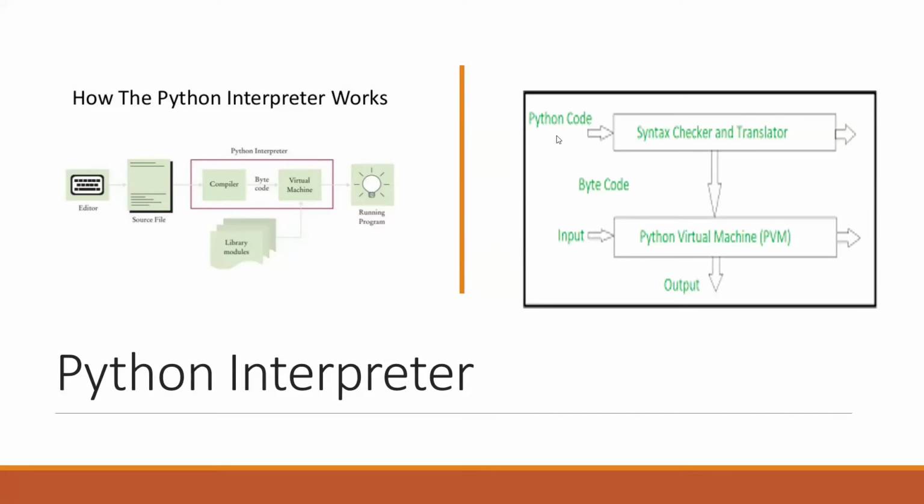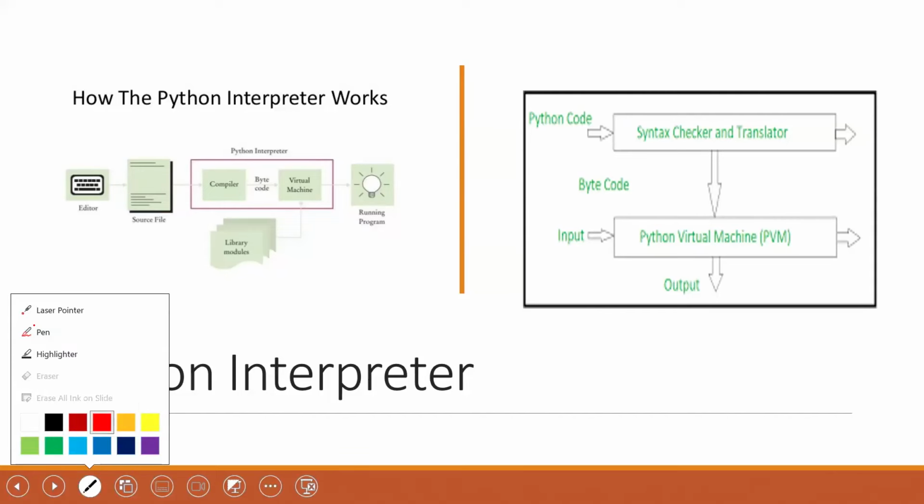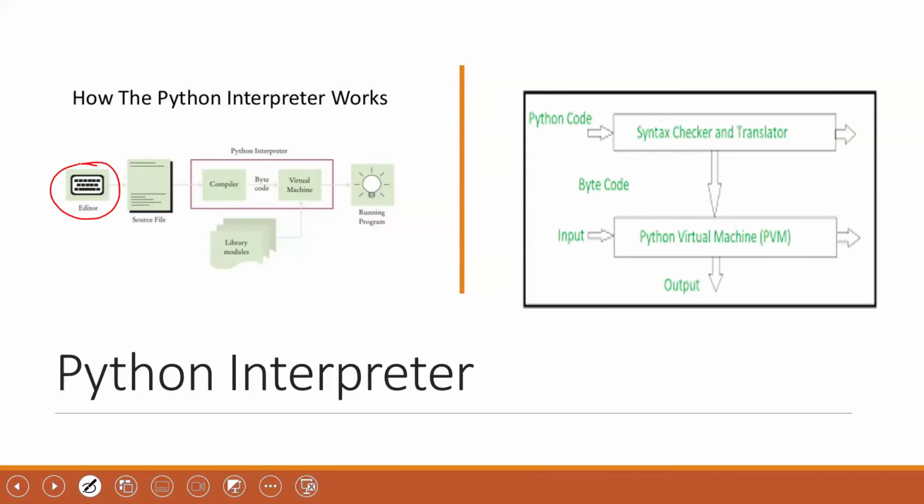Okay, Python interpreter. Here we have an editor. What do you mean by editor? In the general sense, a TV editor, a news editor, you can edit the news. A program editor, what does it mean? It is where we can write our program, in a Python editor.